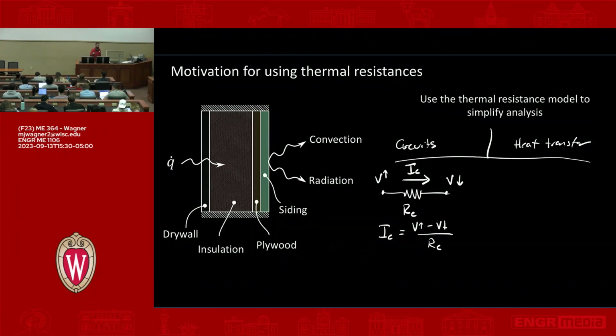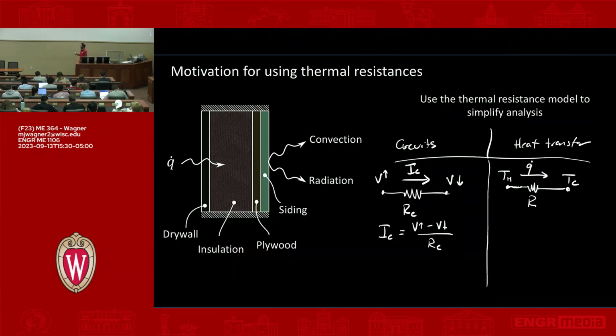You can have basically the same thing happening in a heat transfer application. Instead of voltage, though, now we have temperature. So our potential for heat transfer is temperature. On the left, we'd have T hot. On the right, we have T cold. In the middle, we have some thermal resistance. We'll just call that R. And then you have heat transfer, Q dot.